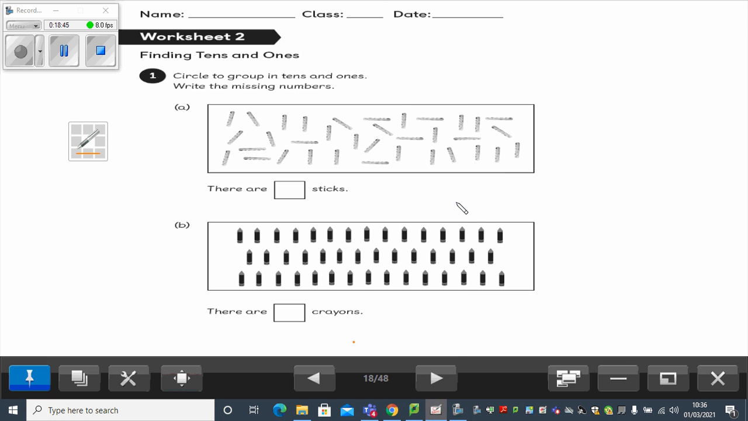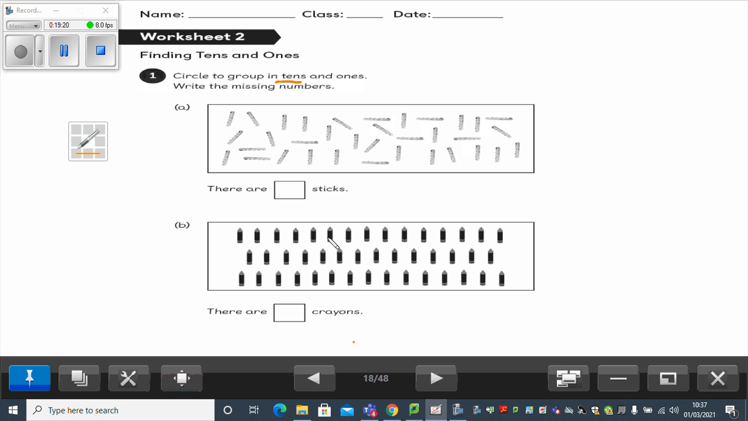Okay, let's have a look at our worksheets for today. So first of all, we need to circle to group in tens and ones and write the missing numbers. And then write your total number here. So the whole number of 6 will be in this box here. So circle them in groups of 10. And then count the tens and the ones to find the whole number. And then do exactly the same with the crayons.